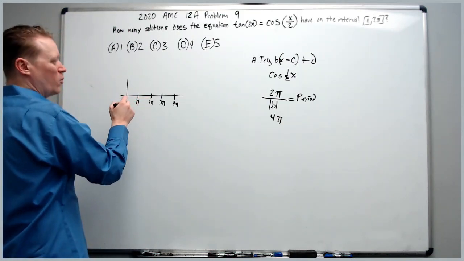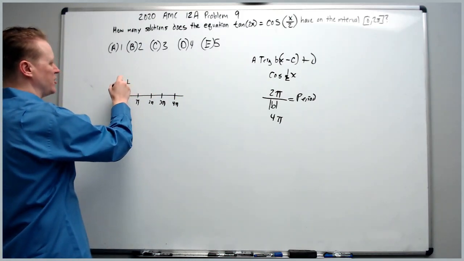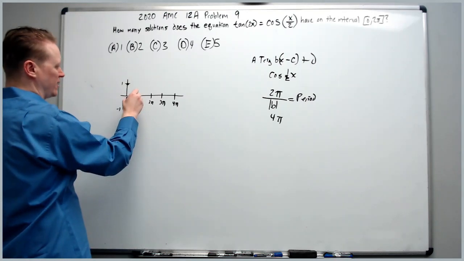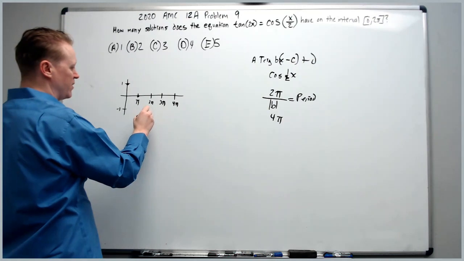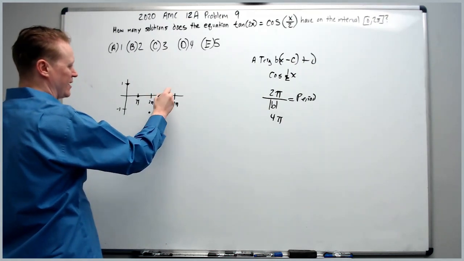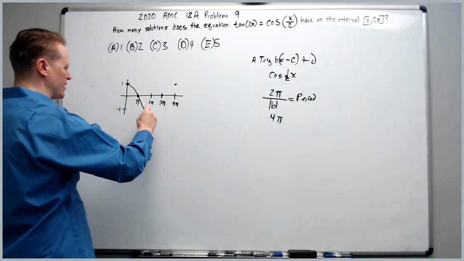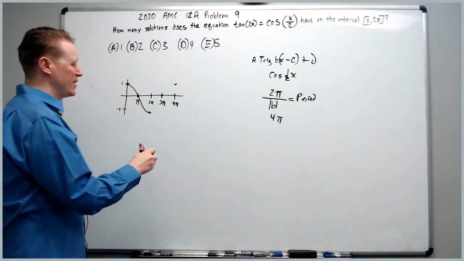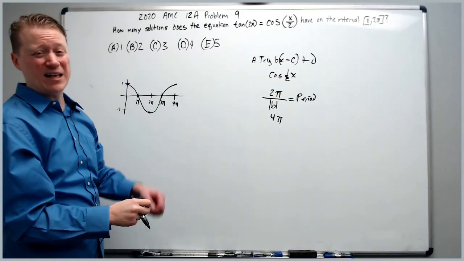So for cosine, you start at your peak value of 1, and you fall to equilibrium at the first critical value. You fall to your minimum at the second one, and back up to here, and then up to here. But again, we really only need to go this far. Okay, next up, we're going to graph tangent of 2x.